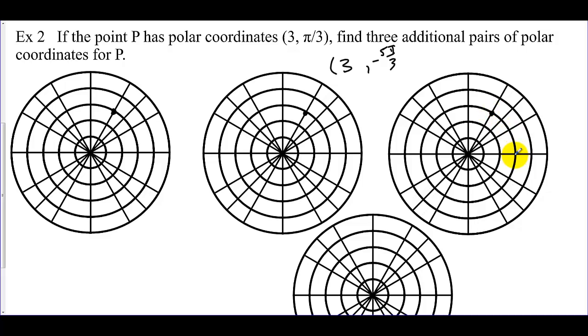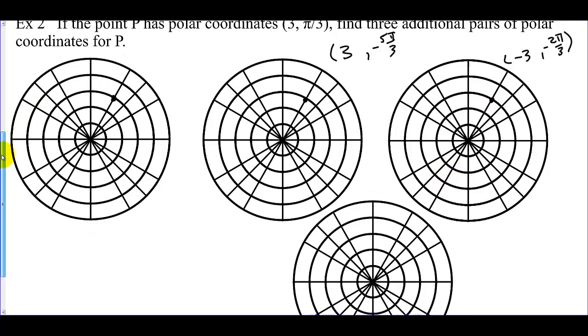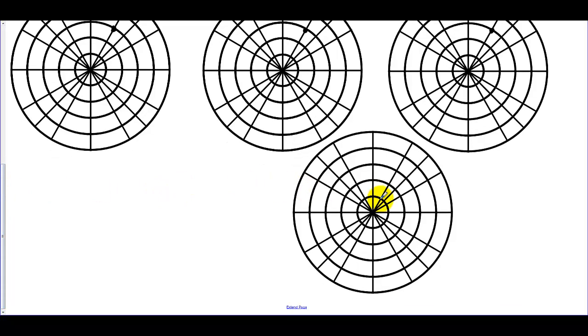What if we went to negative 2 pi over 3, and then go negative 3? So we would go to this point right here, but then go backwards 3. Let's get this point one more time. We could go to 1, 2, 3, 4 pi over 3, and then go negative 3. So that'd put us right here and then go backwards to the point.